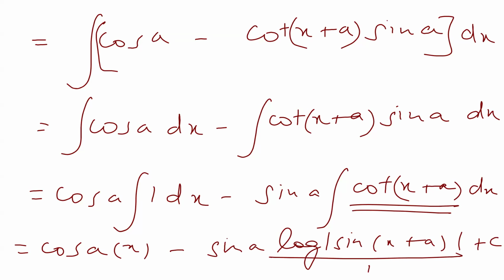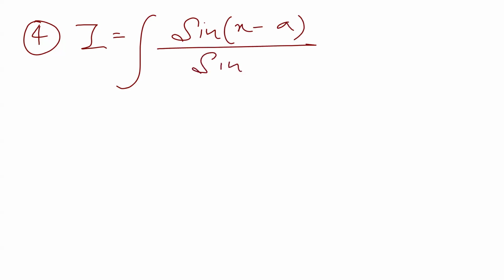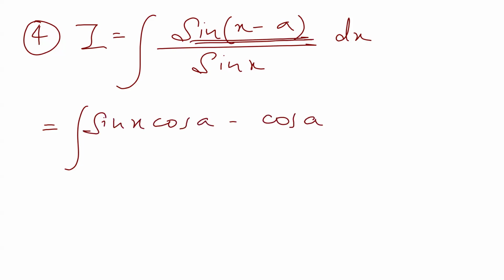Okay. So this was question number 3. Let's go to question number 4. Integration of sin x minus a upon sin x dx. So in the numerator, let's apply compound angle formula sin A minus B. So that is sin A cos B minus cos A sin B. A is x and B is a. I hope you know this formula sin A minus B.